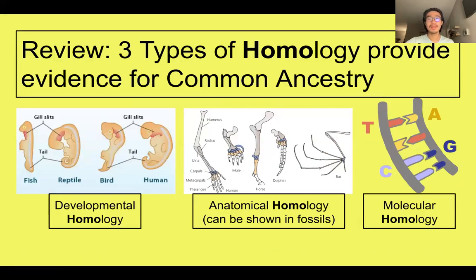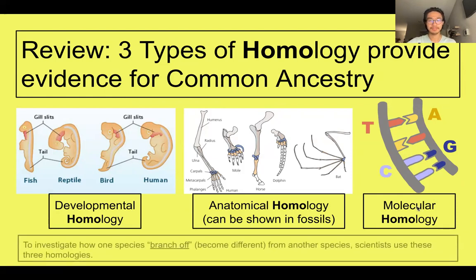Another quick review. There are three types of homology that support common ancestry. If we develop similarly, we call that developmental homology. If we have similar bones, we call that anatomical homology, and that can be seen in fossils. If we have similar DNA sequence or amino acid sequence, we call that molecular homology. Homo means same or similar. So to investigate how one species branched off or became different from another species, scientists use these three homologies.